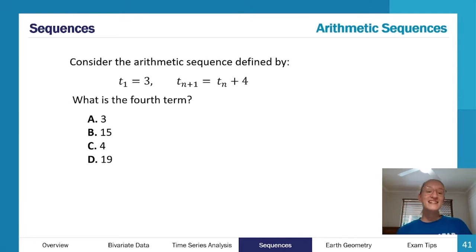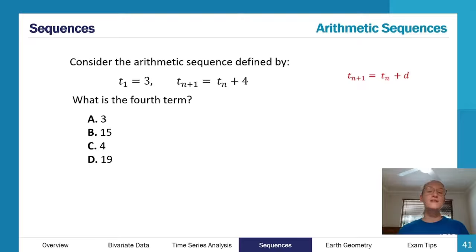So we have an example to work through together. Consider the arithmetic sequence defined by T1 equals 3. Our first term, our starting point, is 3. And our rule is Tn plus 1 equals Tn plus 4. So how do we find the next term? You take the previous term and you add 4.